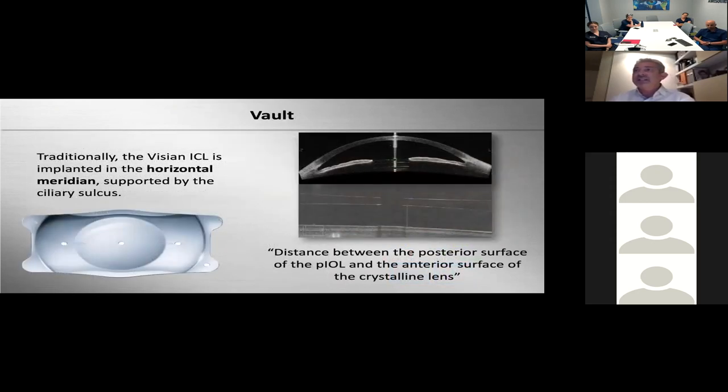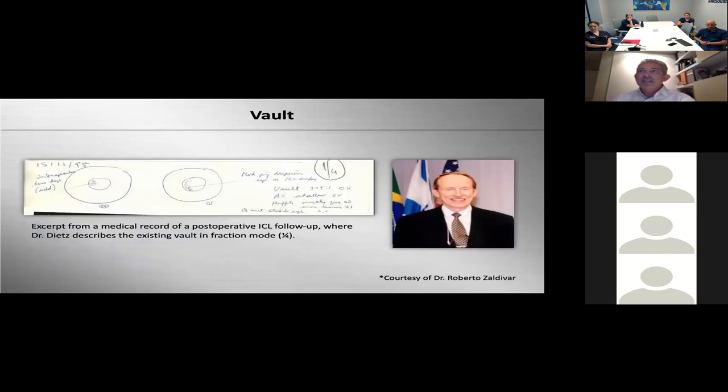Traditionally, the Visian ICL is implanted in the horizontal meridian, supported by the ciliary sulcus, but vault would be defined as the distance between the posterior surface of the ICL and the anterior surface of the crystalline lens. The concept regarding vault was described for the first time by Dr. Michael Dietz from Kansas, a STAAR clinical investigator. In this excerpt of a medical file from 1995, courtesy of Dr. Saldivar, we can see Dr. Dietz's notes mentioning and grading the vault.